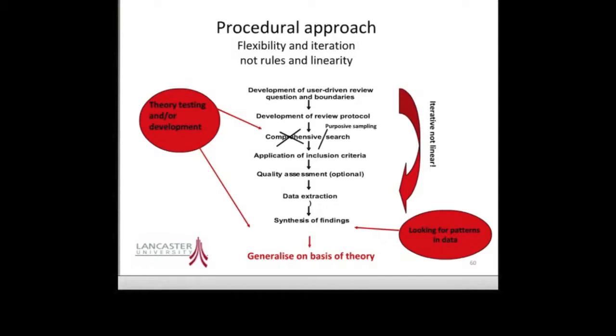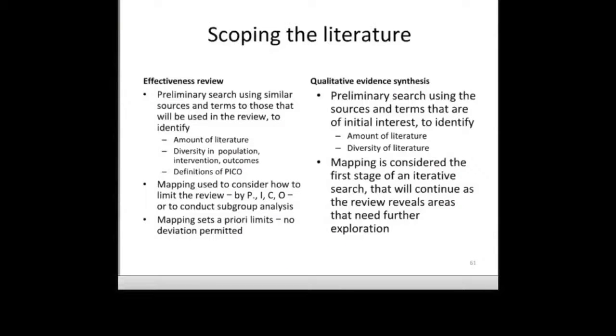So let's start with this initial phase of scoping the literature. That's pretty much the same concept for effectiveness reviews and qualitative evidence synthesis. We search using a first set of key terms that we think is relevant to generate the right articles for our review. And it gives us an overview of the amount of literature, the diversity in the population, interventions, and outcomes we come across, and it gives us an indication on how we can define our review question. So for effectiveness reviews, it sets out primary limits for the inclusion criteria.